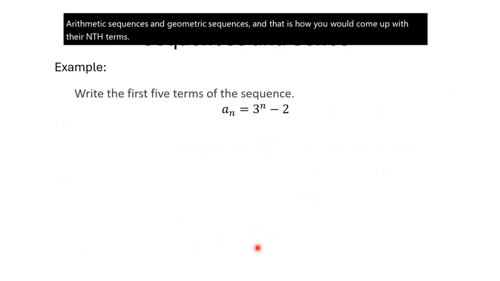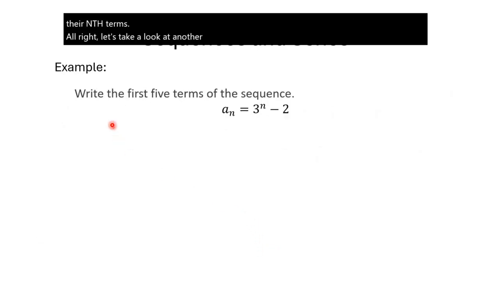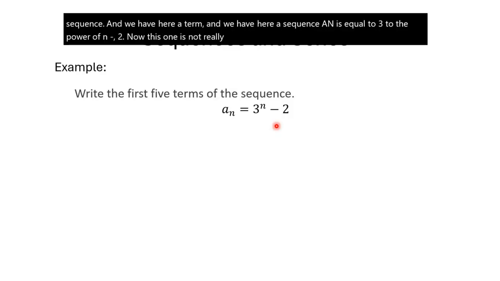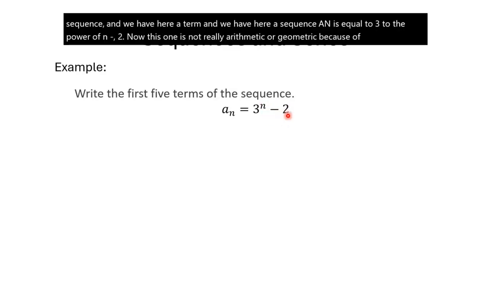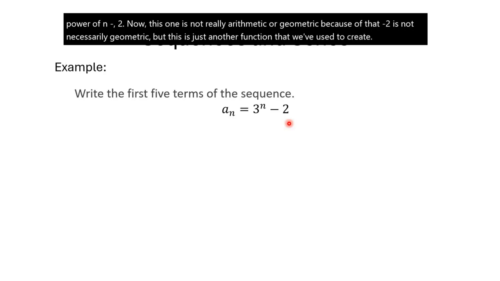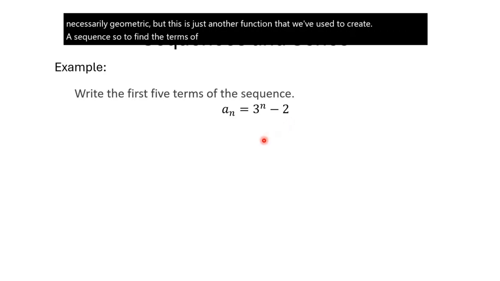All right, let's take a look at another example here. It says, write the first 5 terms of the sequence. And we have here a sequence, an is equal to 3 to the power of n minus 2. Now this one is not really arithmetic or geometric. Because of that minus 2, it's not necessarily geometric, but this is just another function that we've used to create a sequence. So to find the terms of the sequence, we simply plug in the positive integers.